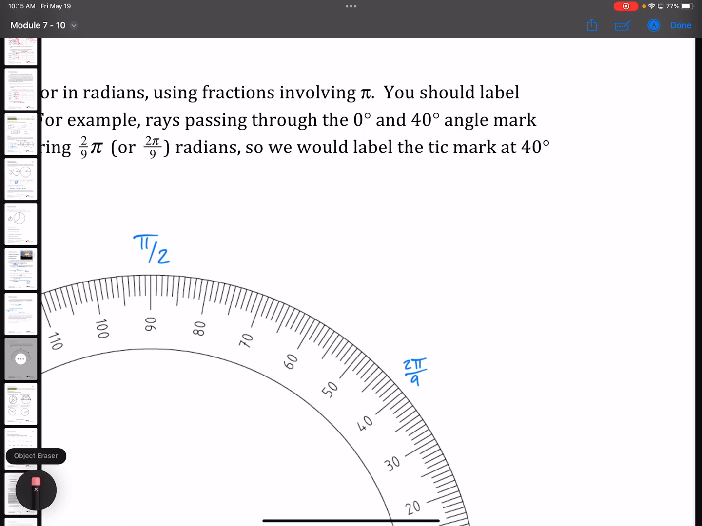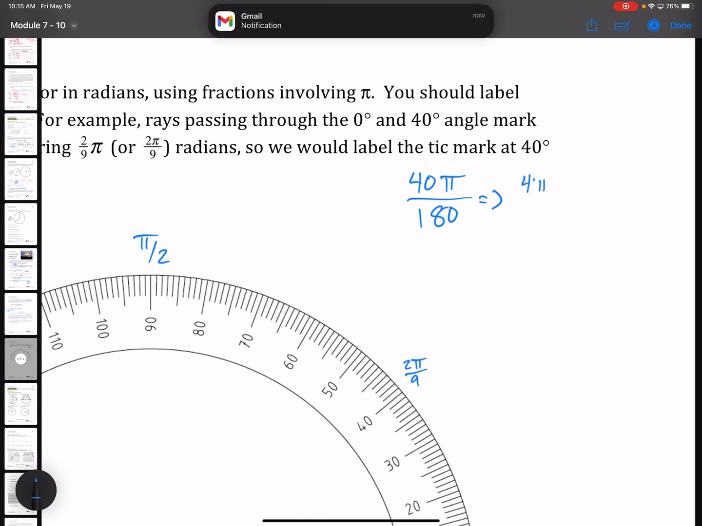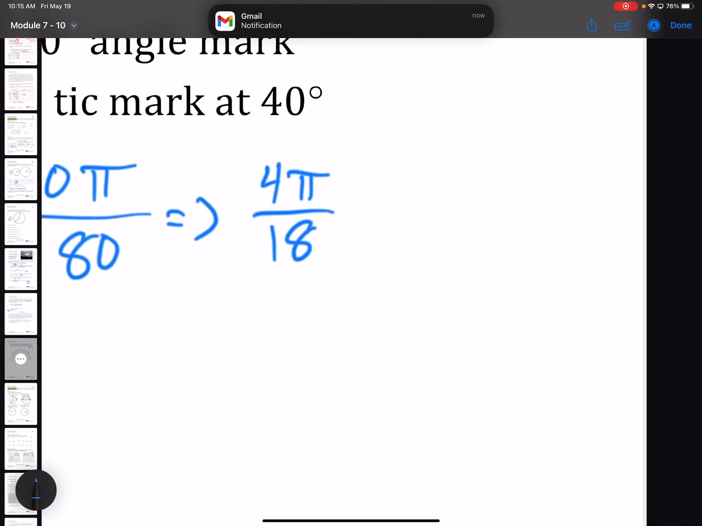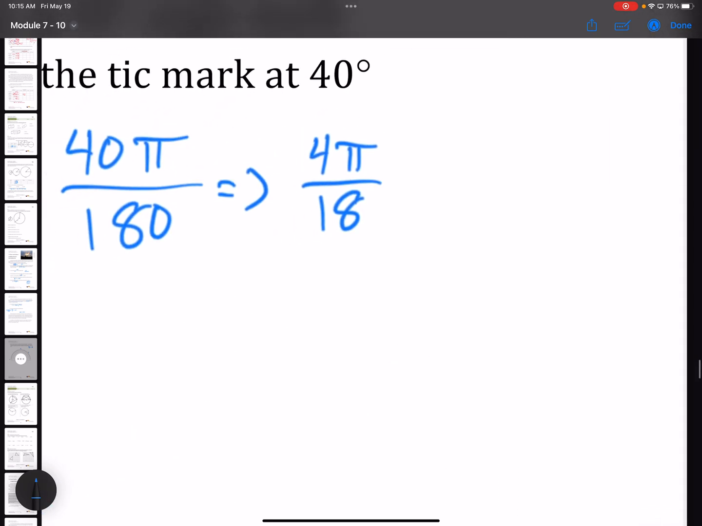Here's how I'm going to show you the formula, though. 40 pi over 180. When we reduce this, they both have a 10, so I can divide a 10 out from the top and the bottom. So it's 4 pi over 18. What do they still both have in them? A 2. Divide 2 out and you're left with 2 pi over 9.